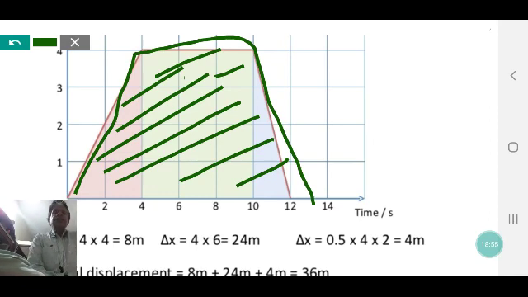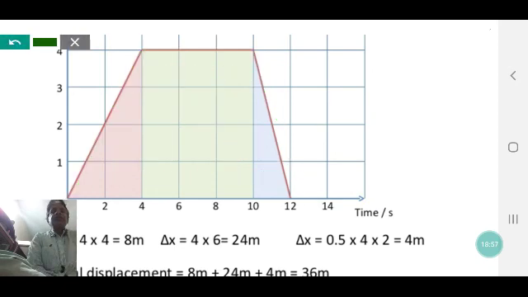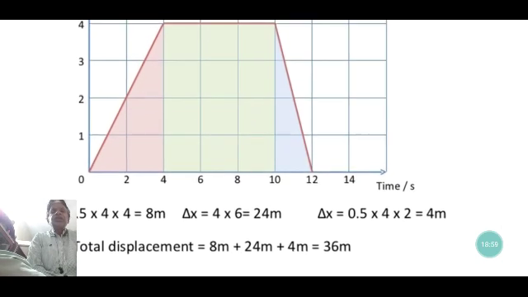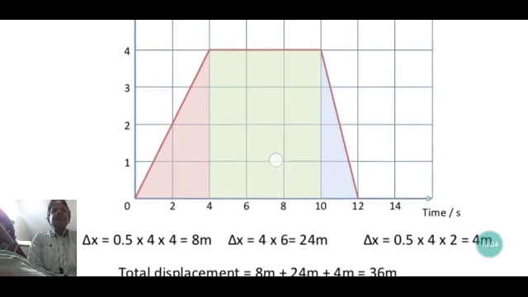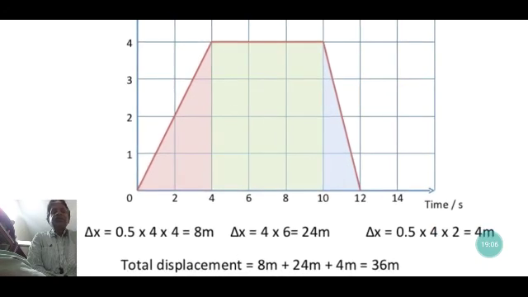It is given here like that. You can see here the area of this triangle, first the pink color triangle: half into 4 into 4, that is 8 meter. That is the displacement, magnitude of displacement.